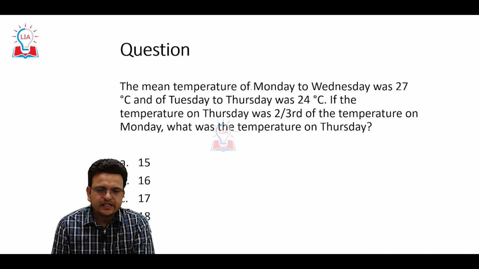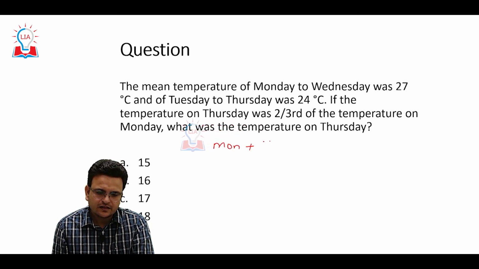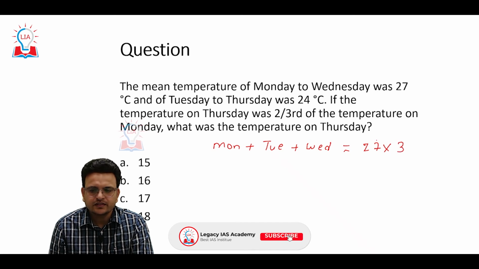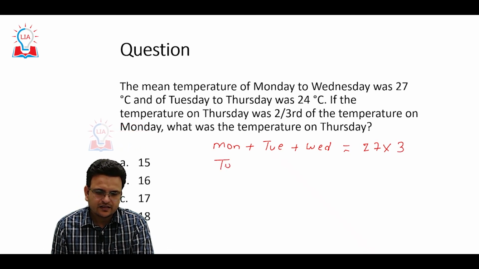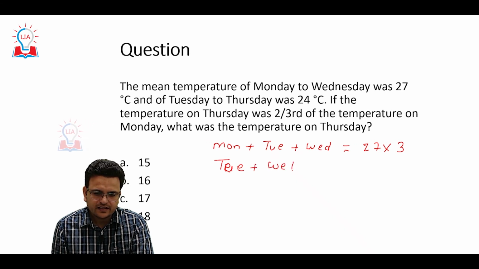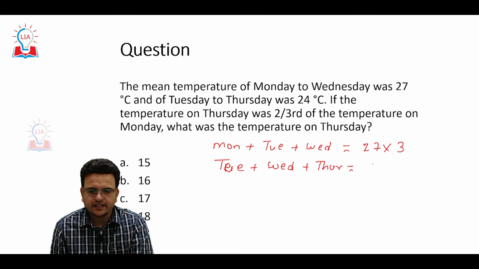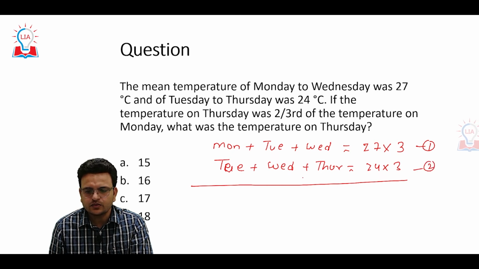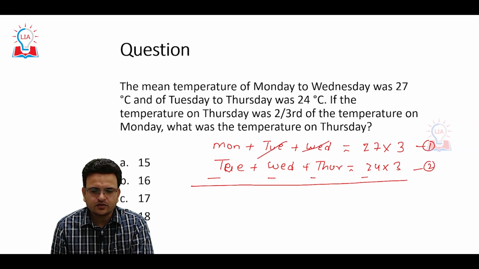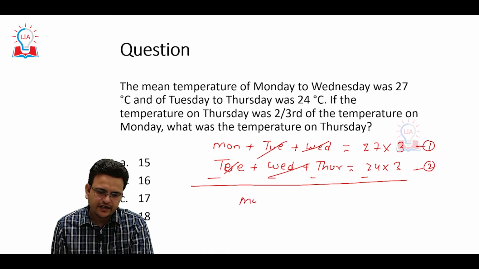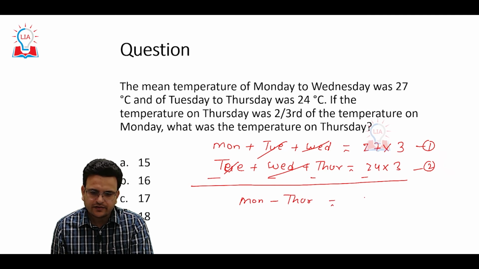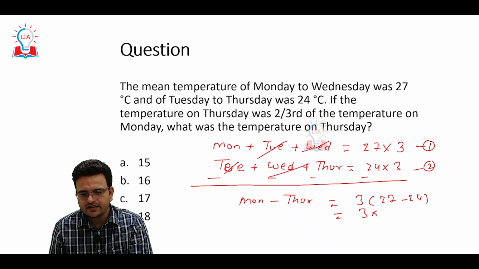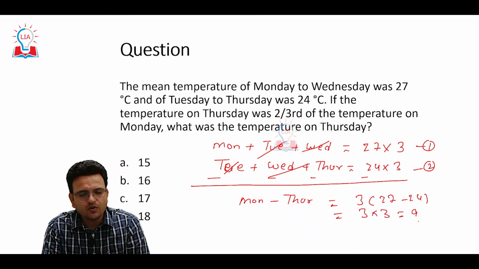Here, the mean temperature of Monday, Tuesday, Wednesday is 27, so the total is 27 into 3. Tuesday, Wednesday, Thursday is 24 into 3. So if you subtract equation 2 from equation 1, these two values can be eliminated. Then Monday minus Thursday will be 3 into 3, that is 27 minus 24 times 3, so it will be 9. So we got one equation: Monday minus Thursday equals 9.